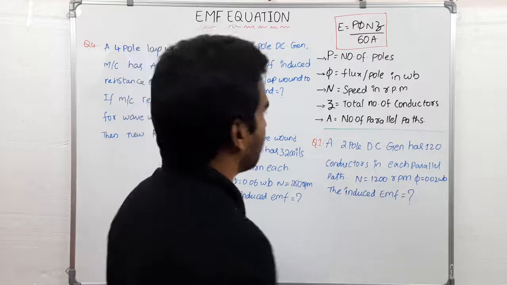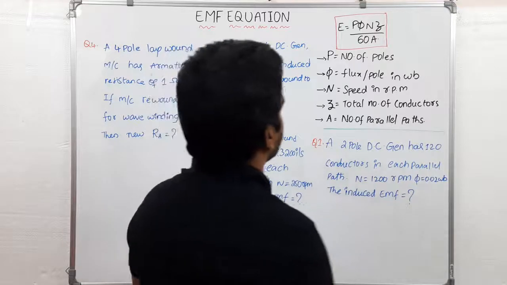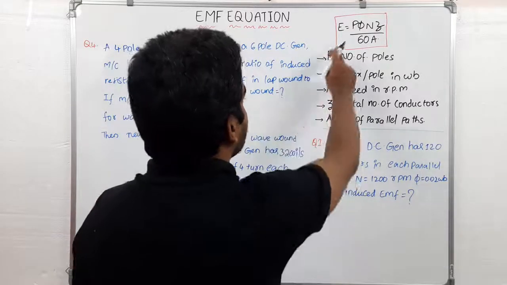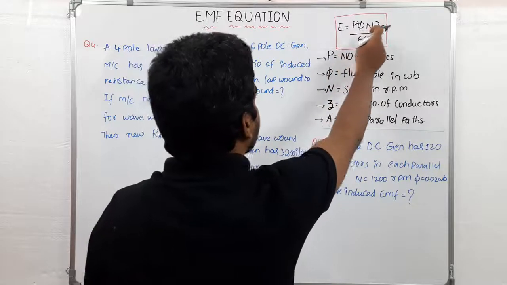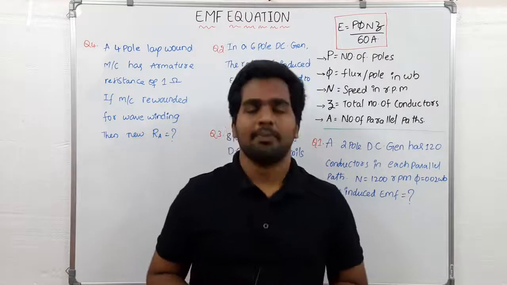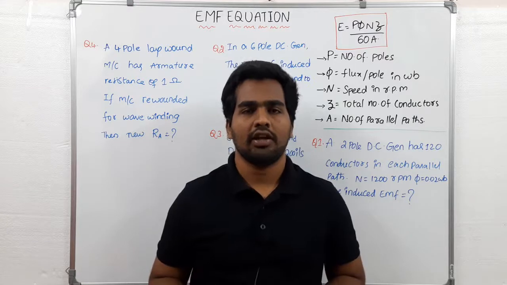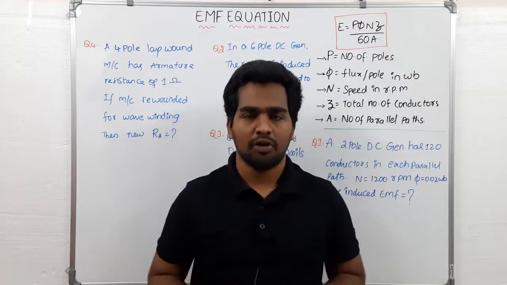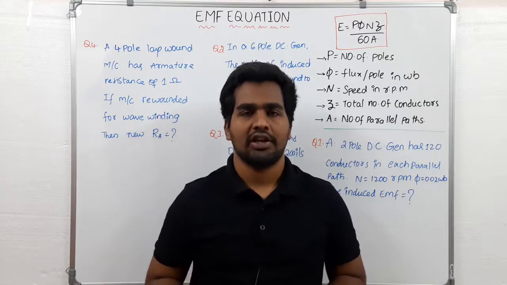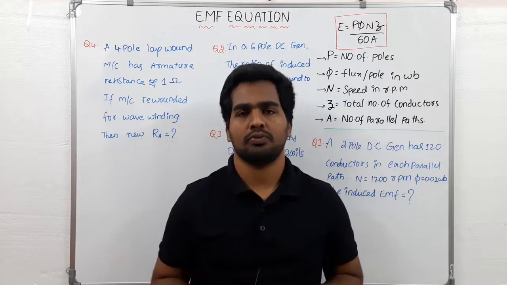Please take care of units while solving problems also, otherwise you will end up with the wrong answer. So the EMF equation is E equal to P phi N Z by 60A. The number of parallel paths depends on the type of winding. If it is a lap wound machine, the number of parallel paths is equal to the number of poles. If it is a wave wound machine, the number of parallel paths is equal to 2.